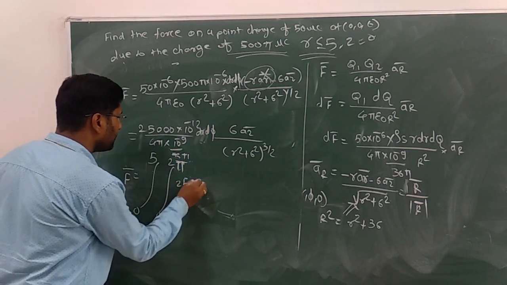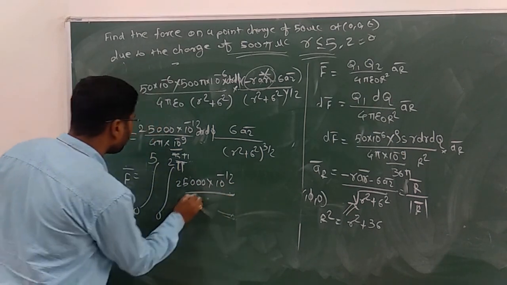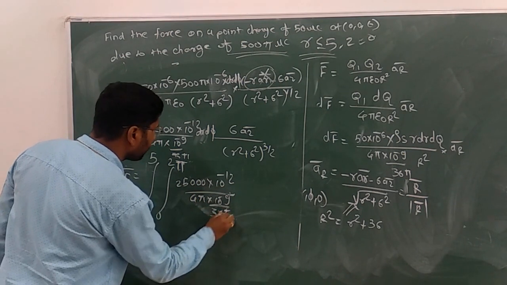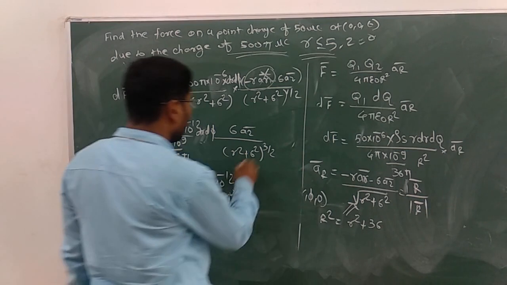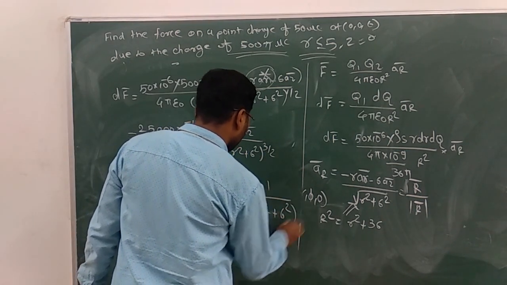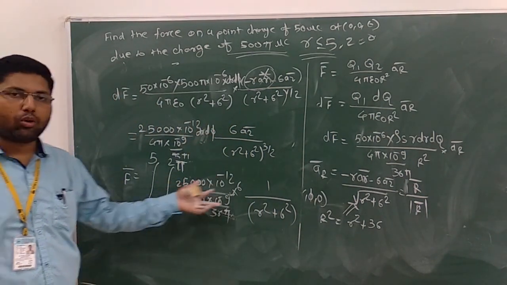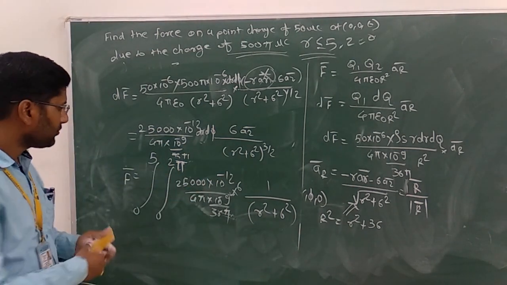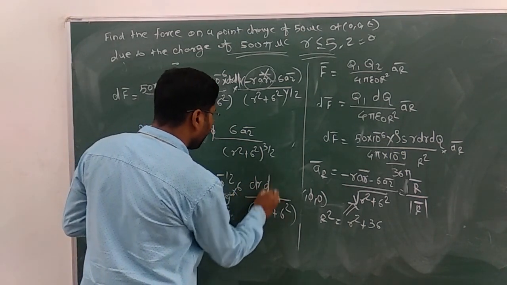2 phi equals 0 into 10 raised to minus 12 divided by 4 pi into 10 raised to minus 9 divided by 36 pi into 6. And you have to take this integration 1 divided by r square plus 6 square. Now there will be no phi component, so directly you can take the integration, that is d phi. So phi d phi, here is dr d phi.